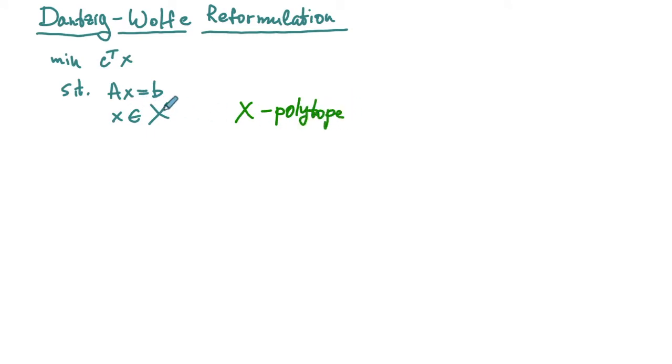Also assume that if we dropped the constraints Ax equals b, then the resulting LP would be very easy, meaning that this set X is described by some easy constraints. So let's call these easy constraints. On the other hand, having these constraints Ax equals b makes the problem more difficult. So we'll call these constraints the complicating constraints.